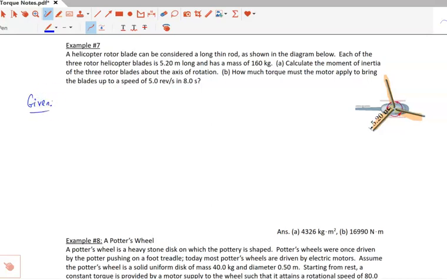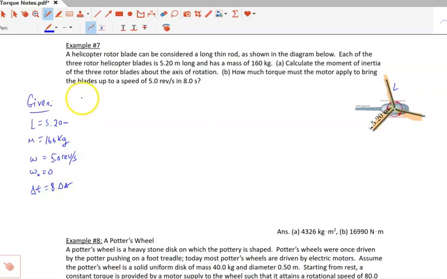We have given that the length of the blades, L, is 5.2 meters. We're told that each blade has a mass of 160 kilograms. And we are also told later on in the problem that it reaches a final angular velocity of 5 revolutions per second, which we probably have to convert to radians per second. So we know that it actually starts from rest, 0, and it does this in a time interval of 8.0 seconds.